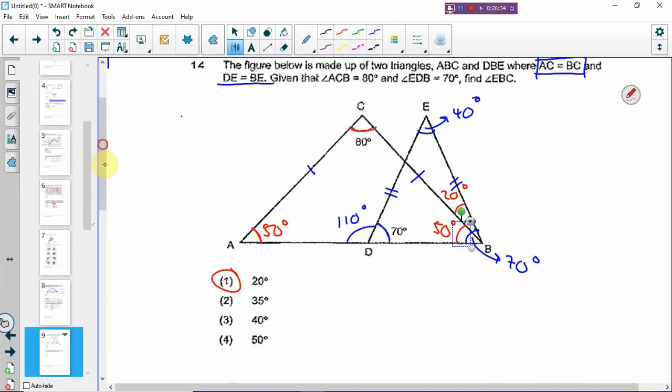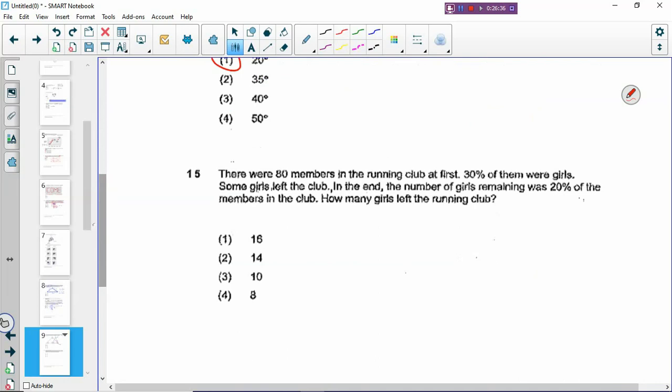Okay, let's go to question 15. Now, there were 80 members in the running club at first. So immediately, I can see that it's like a before and after problem because there's an 'at first'. So there's a before. 30% of them were girls.